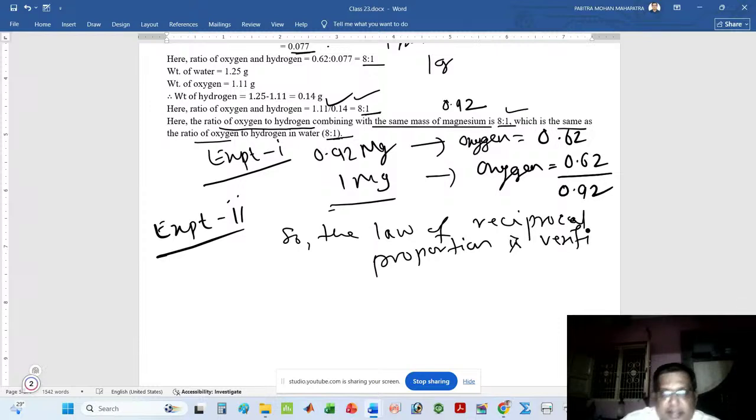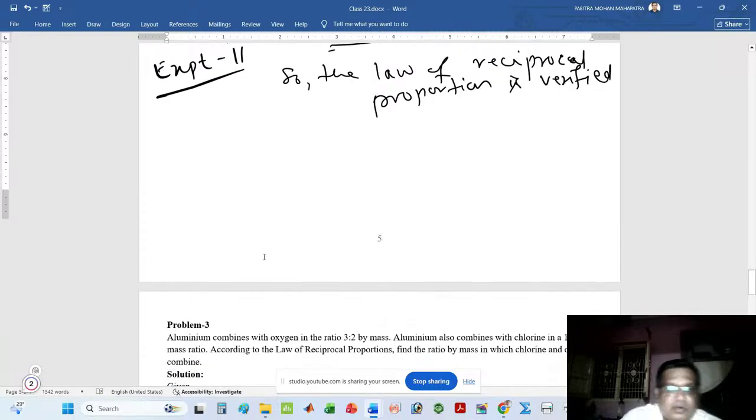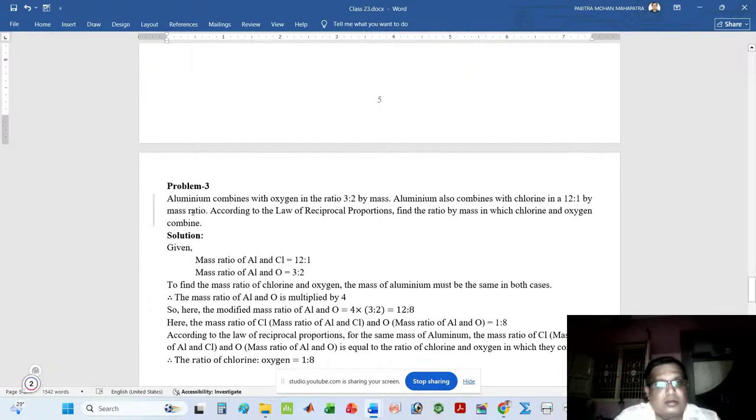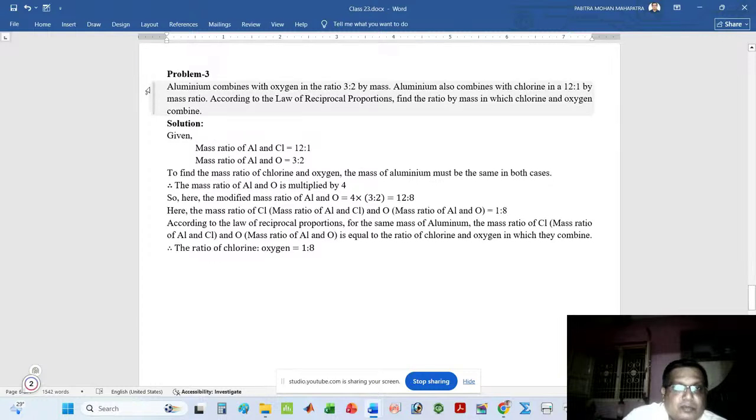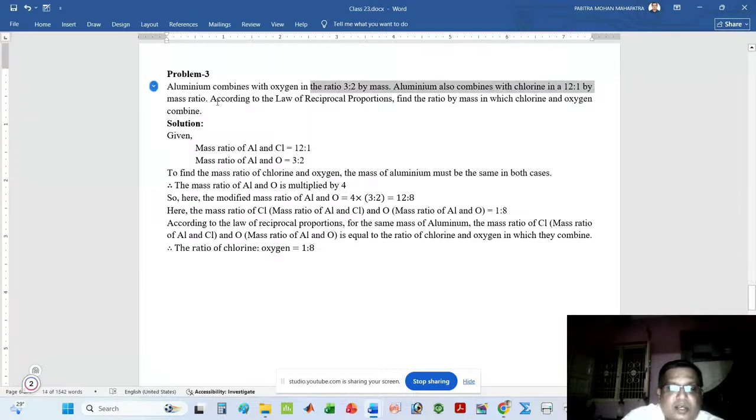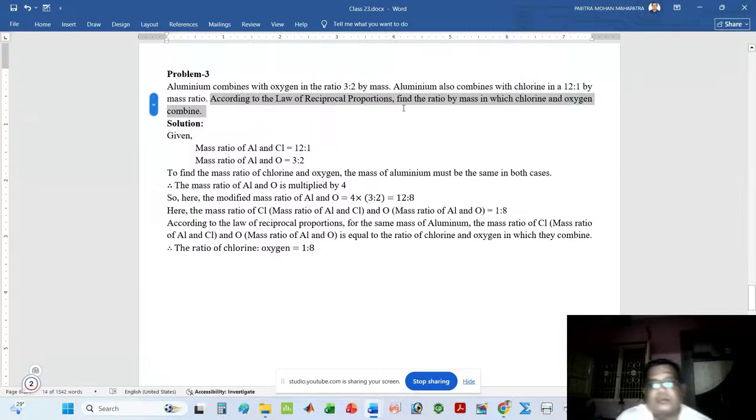Next, move to the next problem. This was also a doubt. Now move to problem number 3. Aluminium combines with oxygen in the ratio 3 is to 2 by mass. Aluminium also combines with chlorine in a 12 is to 1 ratio by mass. According to the law of reciprocal proportion, find the ratio by mass in which chlorine and oxygen will combine.